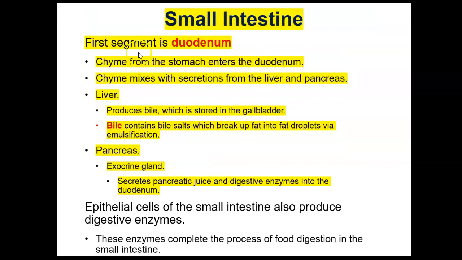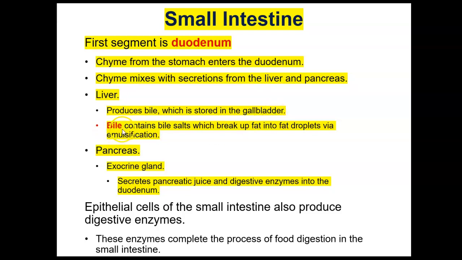The first segment of the small intestine is the duodenum. That's where the chyme enters from the stomach. Chyme mixes in the duodenum. The chyme mixes with secretions from the liver and pancreas. The liver produces bile, and excess bile is stored in the gallbladder.